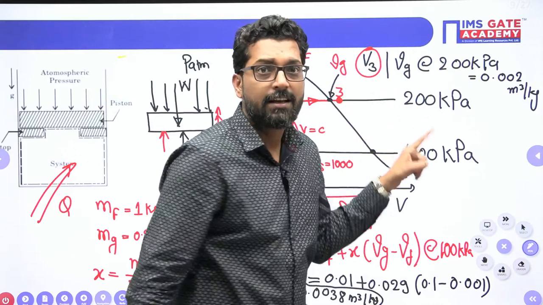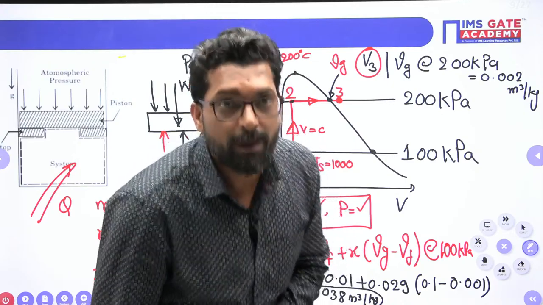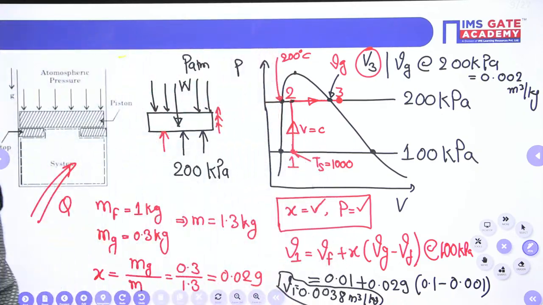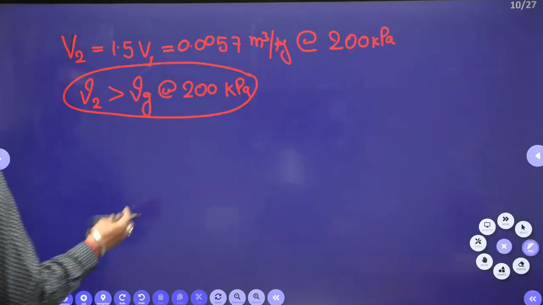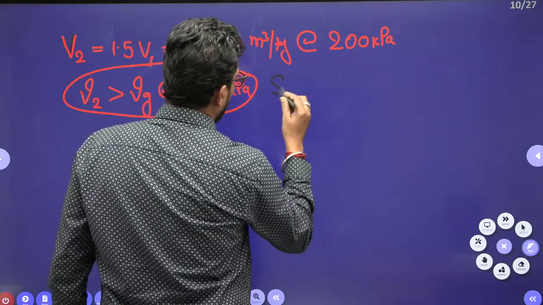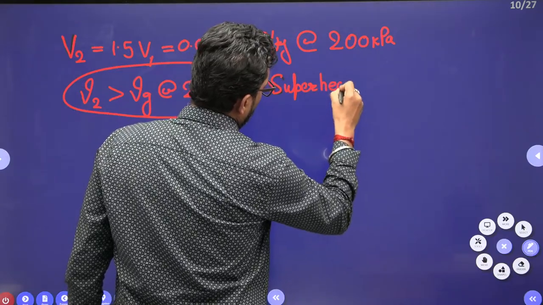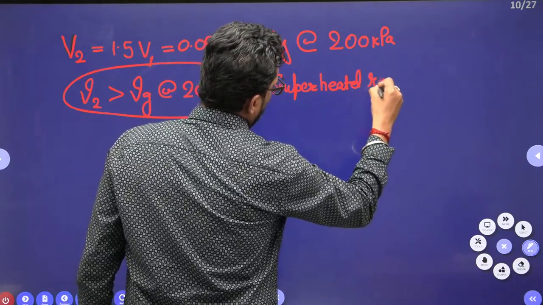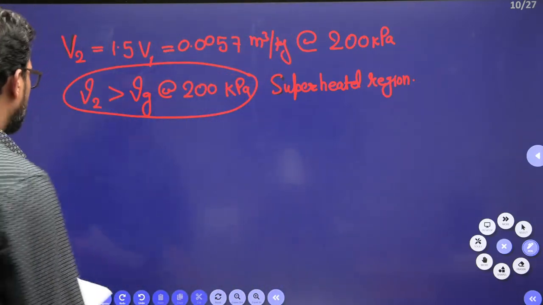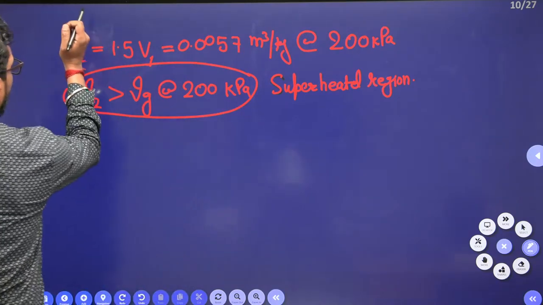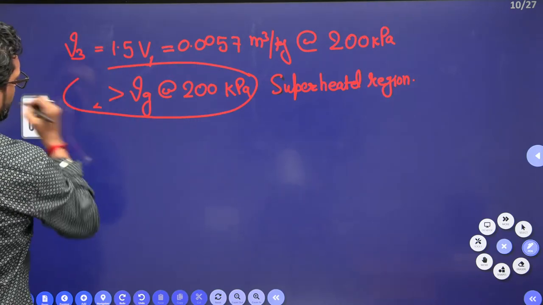That means in which region? It is in the superheated region. In which region, beta? It is in the superheated region. Right? So it is in the superheated region. Right, okay. Final volume. It is V3. Not 2. V3. Final volume it is.